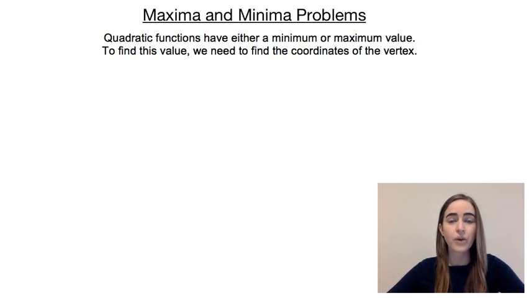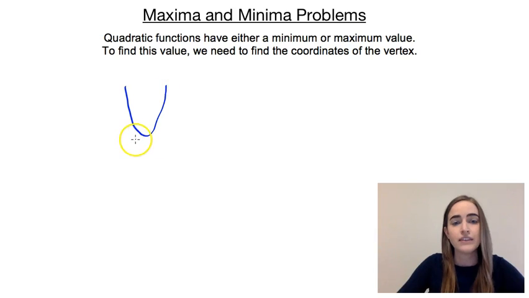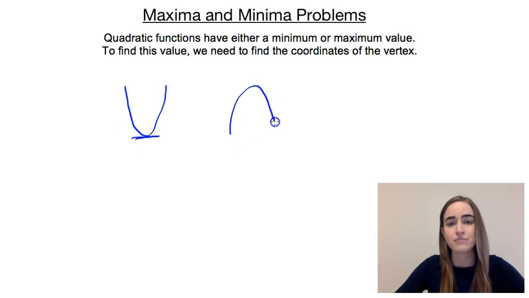In this video, I want to have a look at maxima and minima problems to do with quadratics. Quadratic functions will always have either a maximum or a minimum value, and it's all to do with the vertex of the parabola that represents that function. If our function represents a concave up parabola, then it will have a minimum value. If it represents a concave down parabola, then it will have a maximum value.